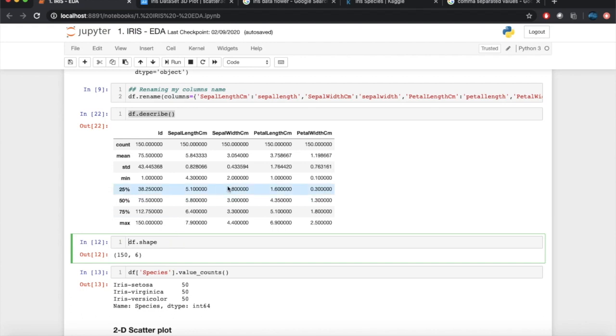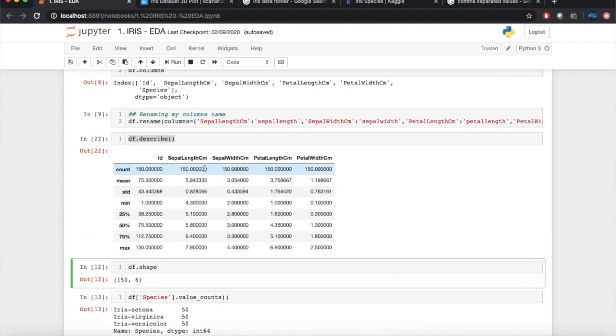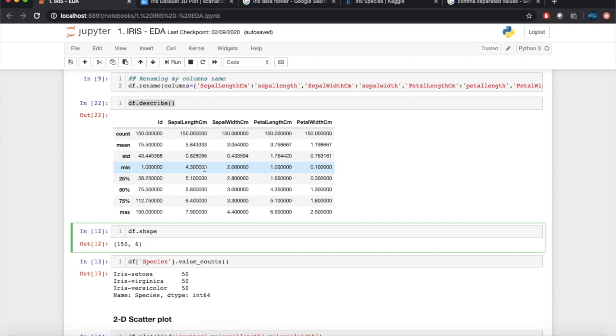Columns, we know that it consists of 6 columns, like id, sepal length, and so on, but how many data points are there? df dot shape gives us that. It shows that there are 150 rows, 150 different flowers, which are separated into 6 different columns.